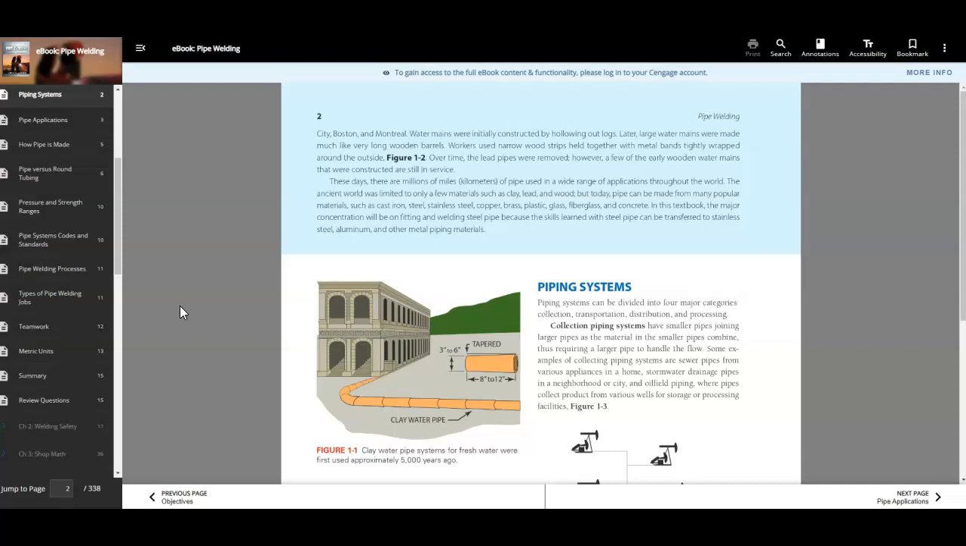These days, there are millions of miles of pipe used in a wide range of applications throughout the world. The ancient world was limited to only a few materials such as clay, lead, and wood. But today, pipe can be made from many popular materials such as cast iron, steel, stainless steel, copper, brass, plastic, glass, fiberglass, and concrete. In this textbook, the major concentration will be on fitting and welding steel pipe because the skills learned with steel pipe can be transferred to stainless steel, aluminum, and other metal piping materials.